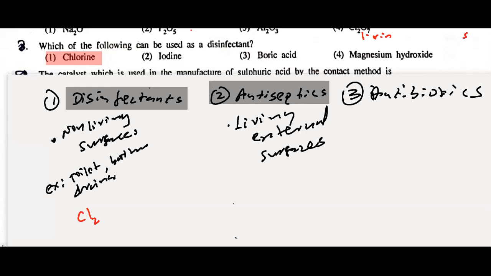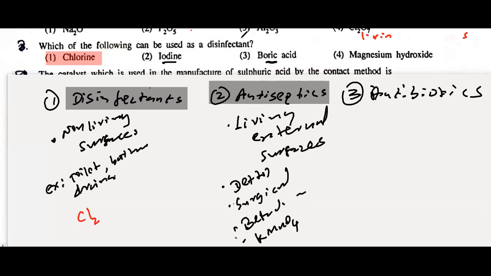What is used? You can use iodine or Dettol, surgical spirit, betadine. You can buy from the pharmacy. Potassium permanganate, KMnO4 solution, purple color solution, Condy's solution. They are all antiseptics. Surgical spirit, Dettol, betadine, KMnO4, even boric acid, iodine, they are antiseptics for living external surfaces.